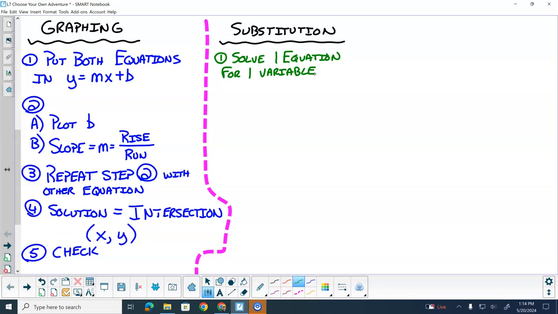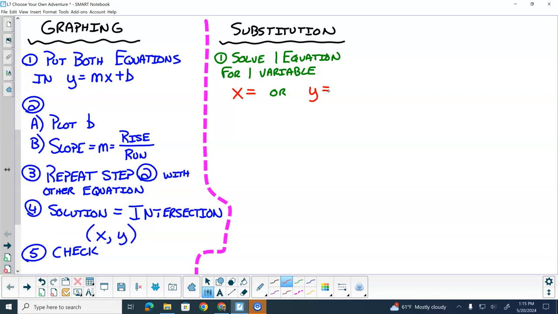No, you shouldn't see the answer, because we're not anywhere near done. We just solved one equation for one variable. So I've got nothing to check. So we should see x equals or y equals, right? Okay. So you should see on your paper an x equals or a y equals.